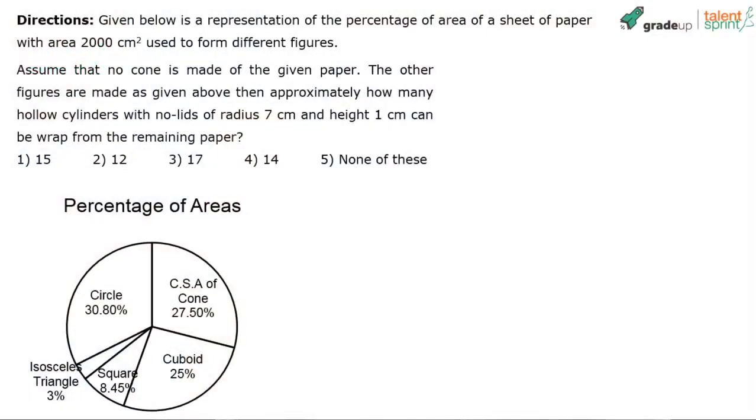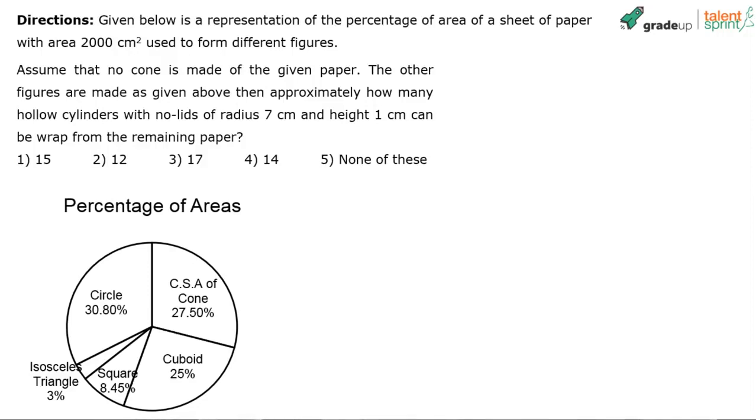The next question on your screens now. Try this. Interesting one. Here it says that assume that no cone is made of the given paper. The other figures are made as given above. Then approximately how many hollow cylinders with no lids of radius 7 cm and height 1 cm can be wrapped from the remaining paper? Interesting one again.